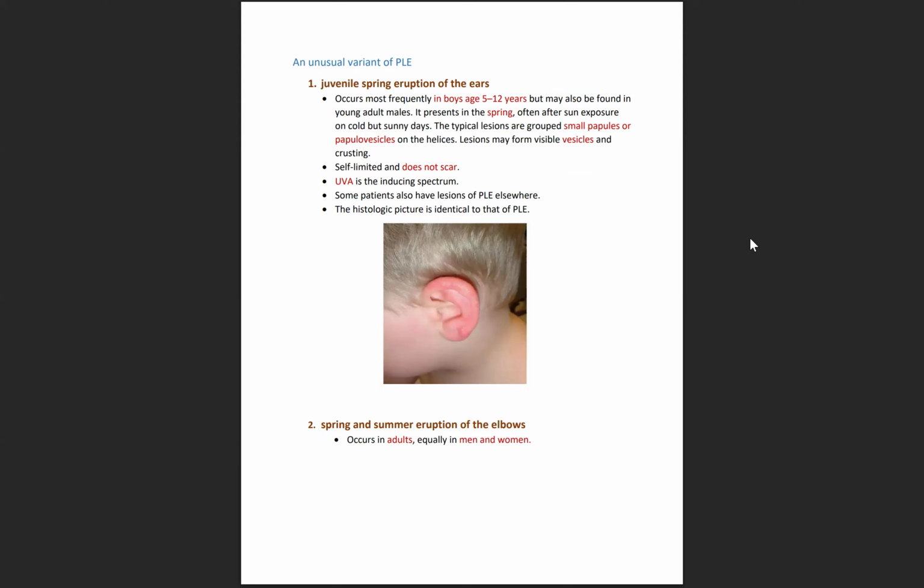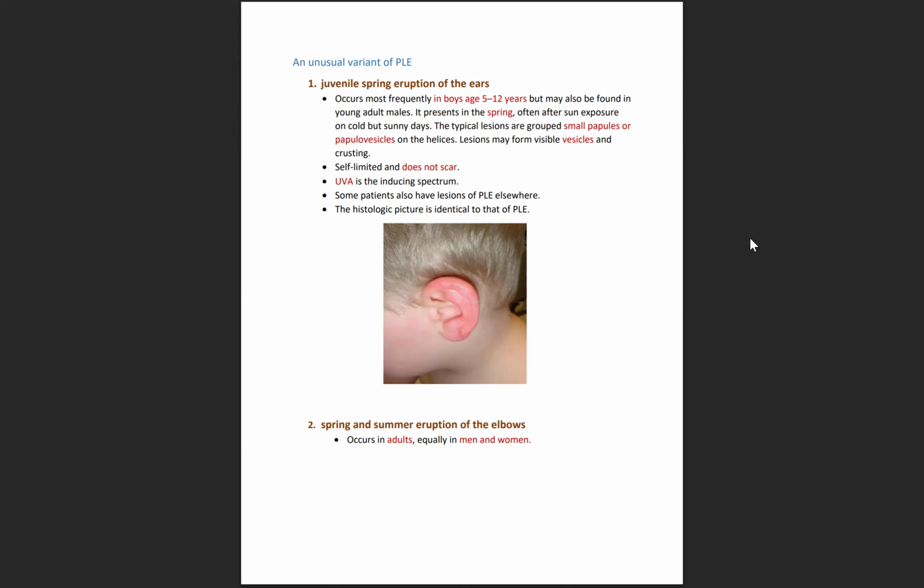The unusual variants of polymorphous light eruption هي juvenile spring eruption of the ear. Occur most frequently in boys aged 5 to 12 years, but may also be found in young adult male. It's present in the spring, often after sun exposure on cold but sunny days. The typical lesions are grouped small papules or papulovesicles on the helices. Lesion may form visible vesicles and crusting. عادة هي self-limiting and do not scar.